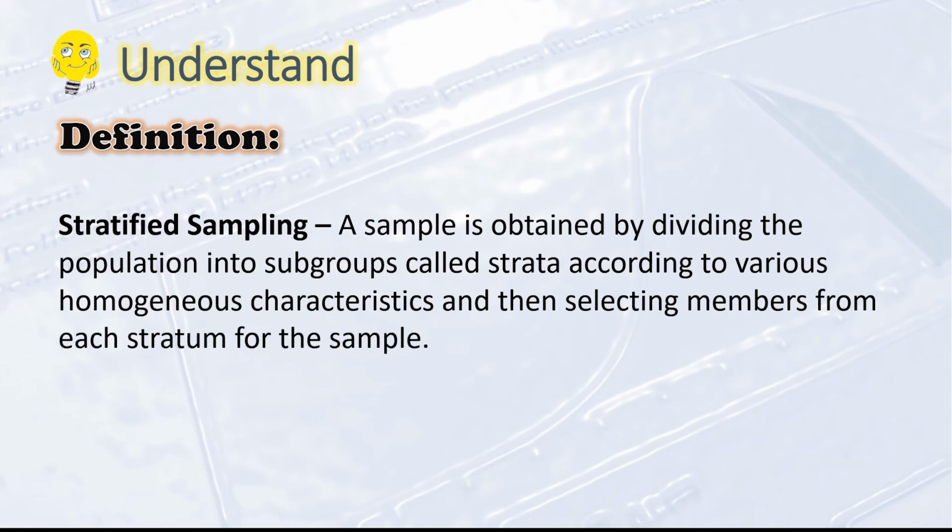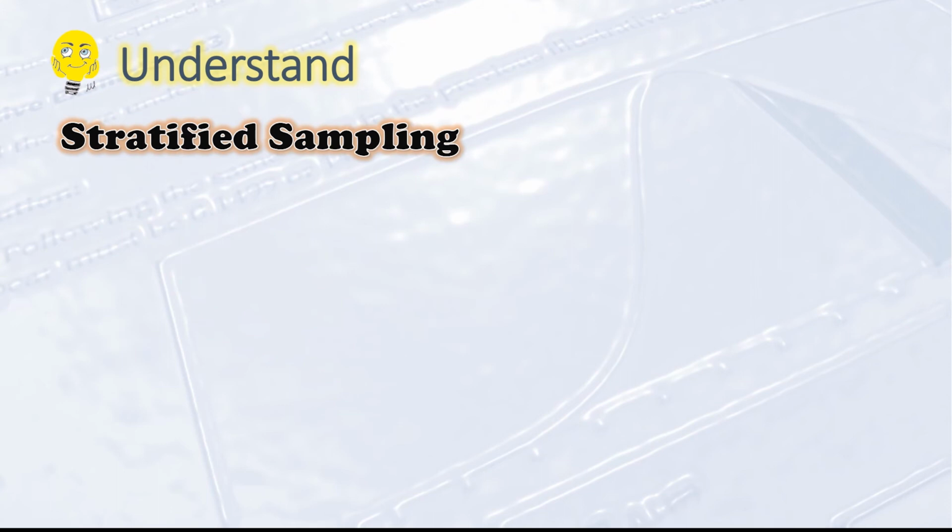This time, let us have the stratified random sampling. A sample is obtained by dividing the population into subgroups called strata, according to various homogeneous characteristics, and then selecting members from each stratum for the sample. Let us have an example.